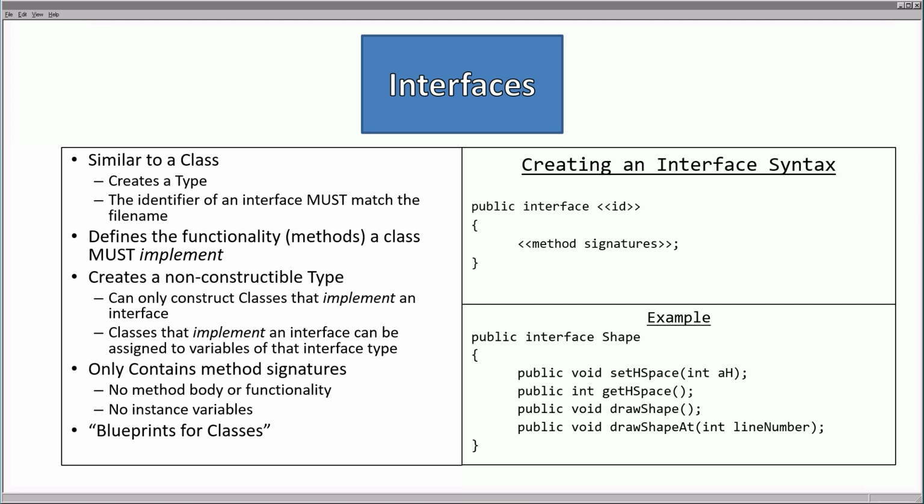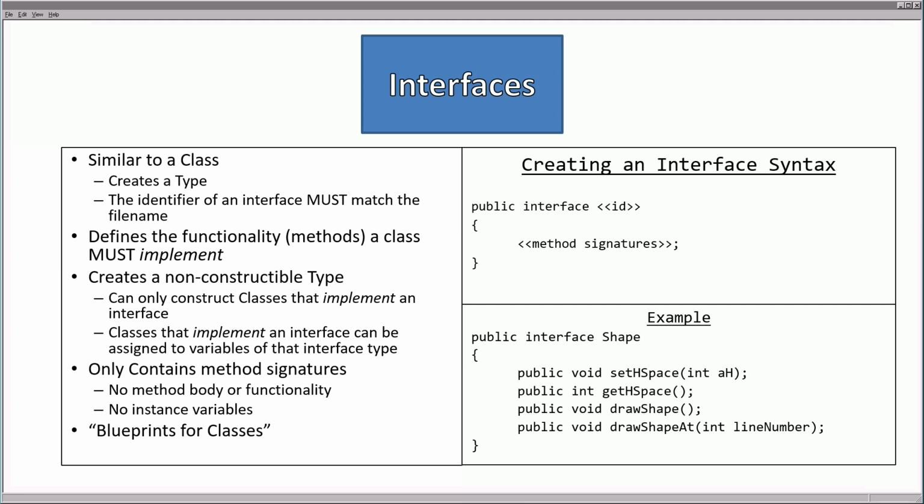First of all, in concept, an interface defines the functionality, in other words the methods, a class must implement. Interfaces create a non-constructible type. You can only construct classes that implement an interface. And classes that implement an interface can be assigned to the variables of that interface type.